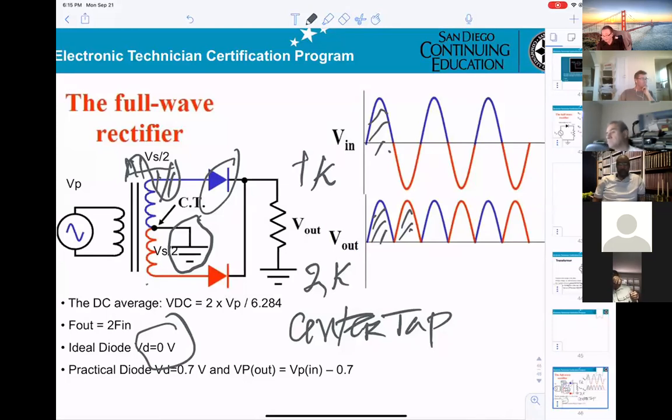Now, the first one, the DC voltage, VDC, is 2 times VP, divided by 6.284. What is that 6.284? Yeah, that's a good formula for calculating the DC average. We don't pay attention to that. If you want, you can just use the formula. Okay, go ahead.